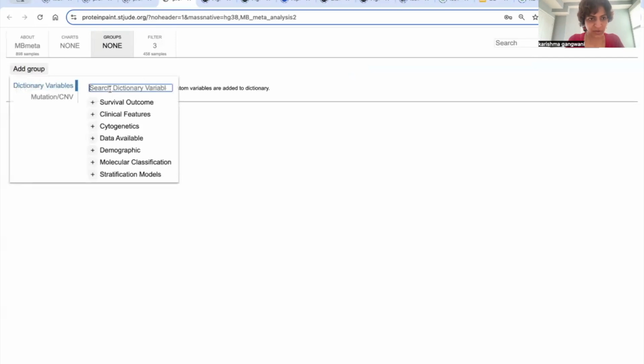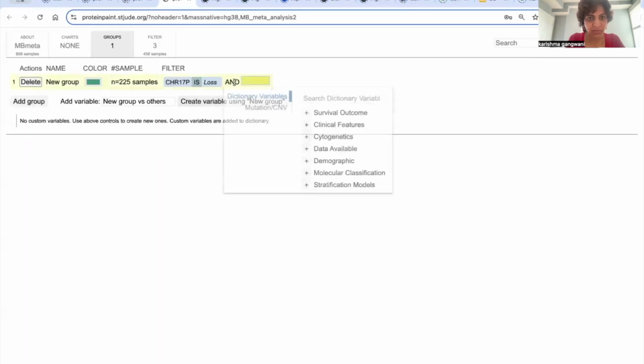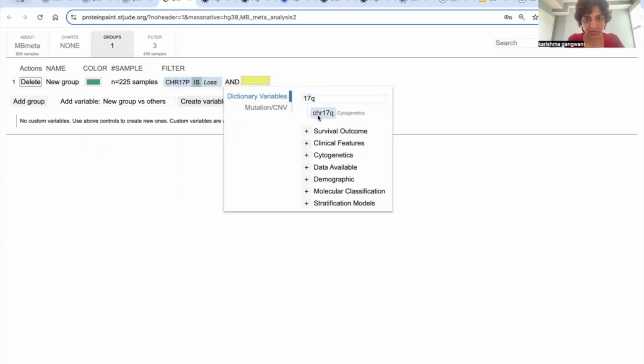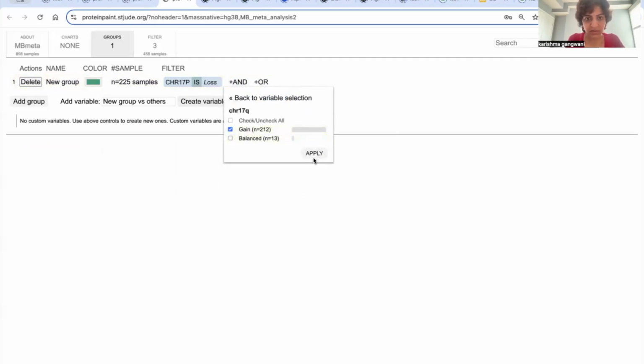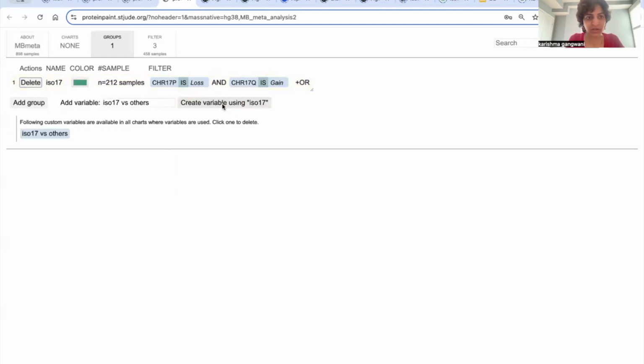The first thing I would want to do is create the group for isochromosome 17, because we're trying to assess whether MYC amplifications have a worse prognosis on survival outcomes for these patients, or whether it is isochromosome 17. Which one takes precedence is the question. So I'm going to type in 17p for 17p loss, because that is what your isochromosome 17 is, and then 17q gain. The default is shown in green color, and you can change that if you like. I'm going to call this group ISO 17. There are 212 samples in here, and I'm going to go ahead and create this variable.